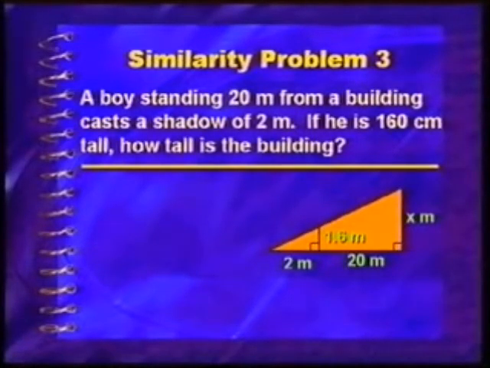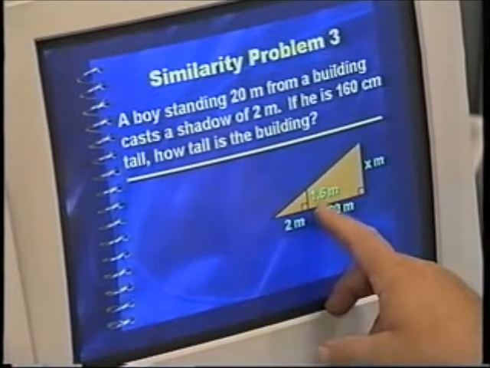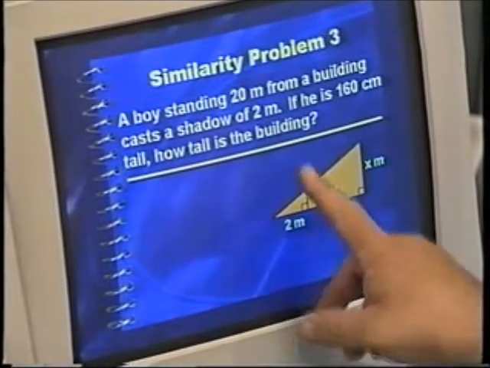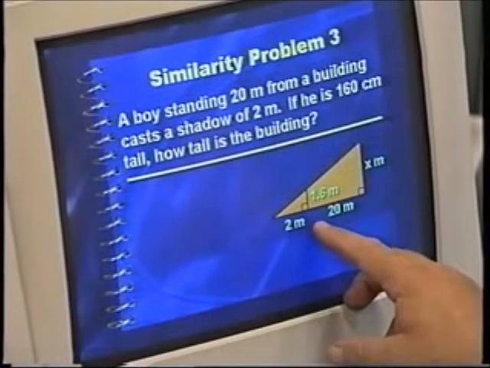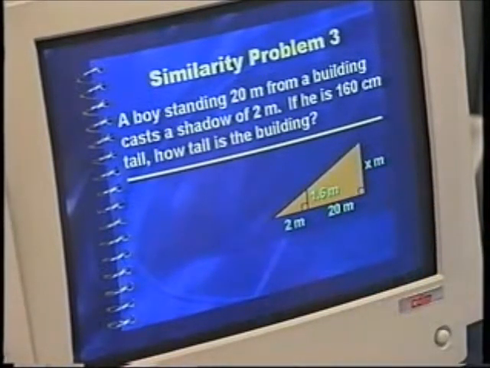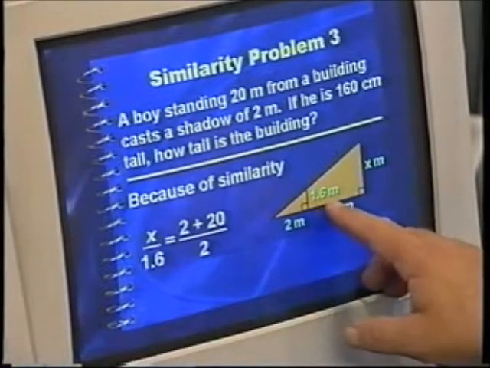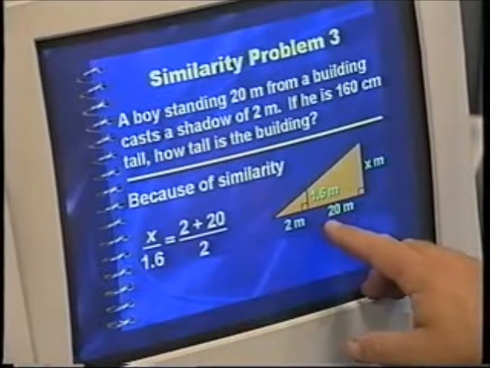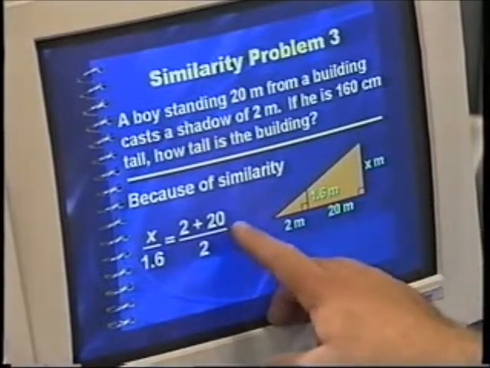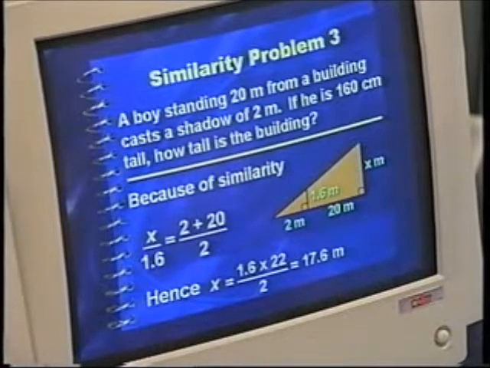So in diagram form, that is the shadow of the boy, 2 meters. He is 1.6 meters tall, 160 centimeters. He's standing 20 meters away, and that is the height of the building, that x. In proportions, we get x divided by 1.6 equals 2 plus 20, which is 22, divided by 2. And if you then multiply that out, you'll get 17.6.